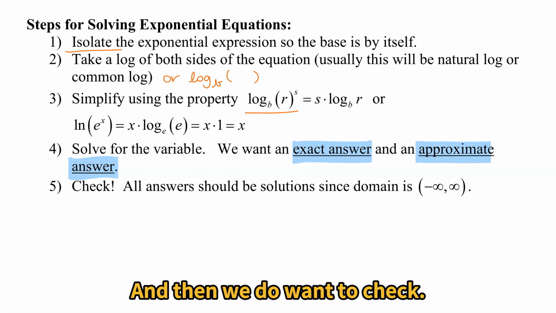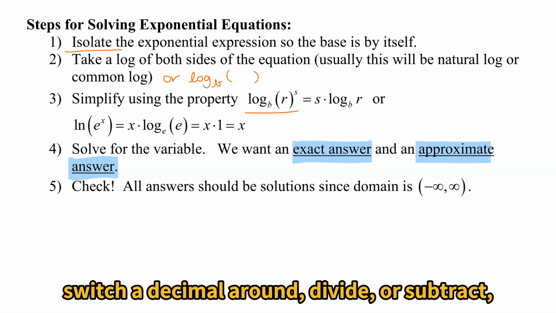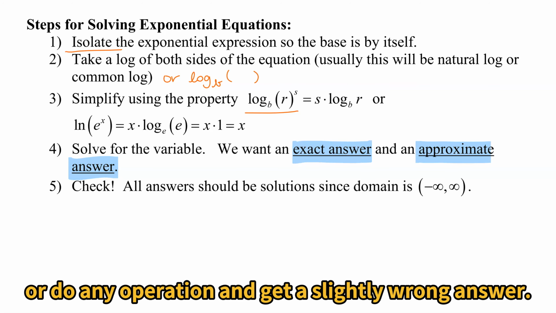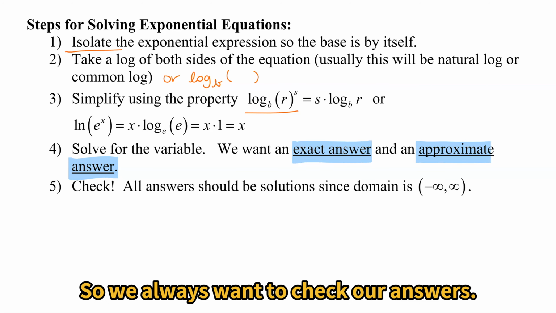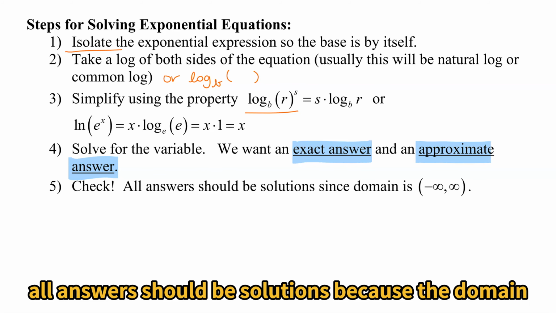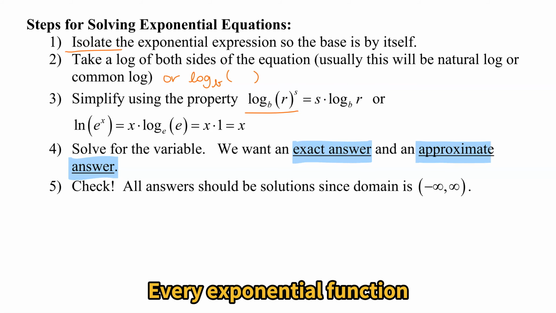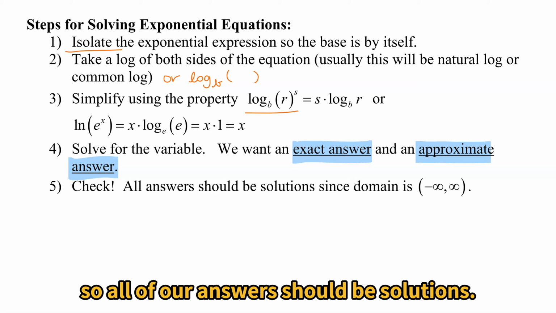And then we do want to check. We can always make mistakes, accidentally copy a number down wrong, switch a decimal around, divide, or subtract, or do any operation and get a slightly wrong answer. So we always want to check our answers. But for exponential equations, all answers should be solutions because the domain of our exponential functions is all real numbers. Every exponential function has the domain of all real numbers, so all of our answers should be solutions.